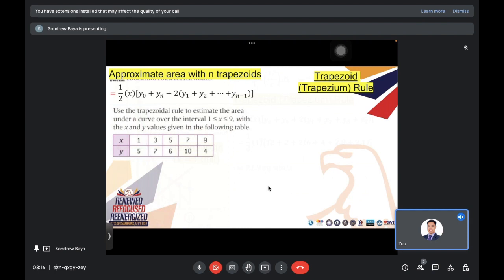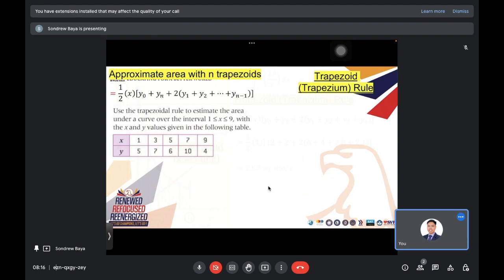Suppose we have this particular example. Use the trapezoidal rule to estimate the area under a curve over the interval, okay, with x and y values given in the following table. Pause this video before you proceed. Try to answer it on your own. Analyze well. Try to see what data, what information you need in order to use the trapezium rule. Pause the video now.